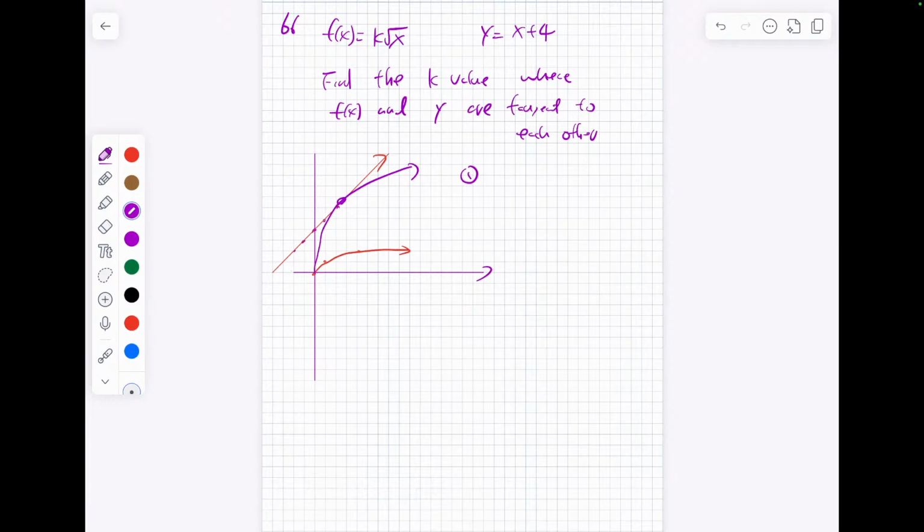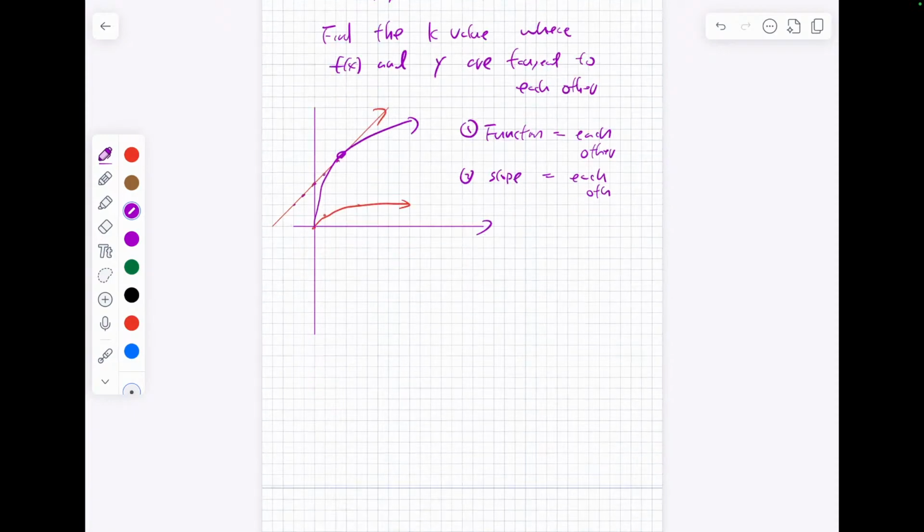two things happen. First, the functions are equal to each other. Second, the slopes are equal to each other. Because at that point, the slope is the same, and the function also has the same output. So there are two things happening. I usually take care of the slope first. If I take care of the slope, that will be much better.